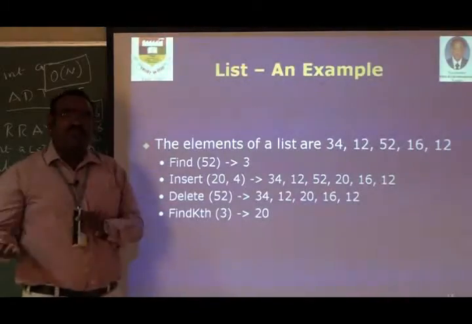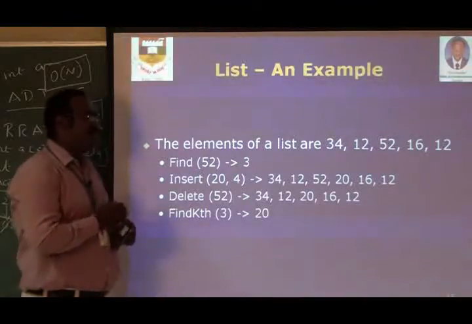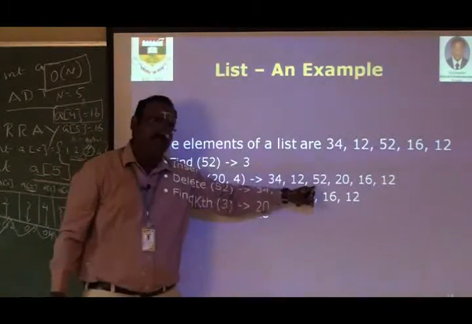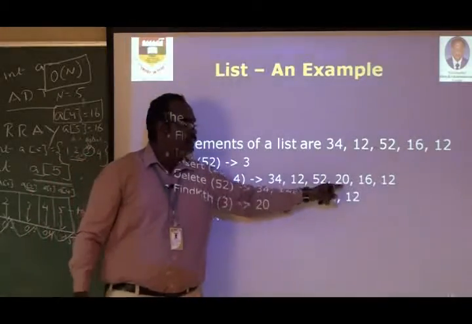Then all other position data has to be moved to the previous position, because A of 3 is 52. Once deleted, there is no value for that particular position. But there are still 20, 16, 12.